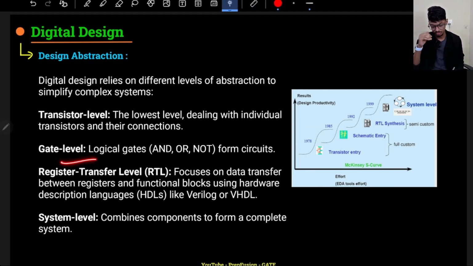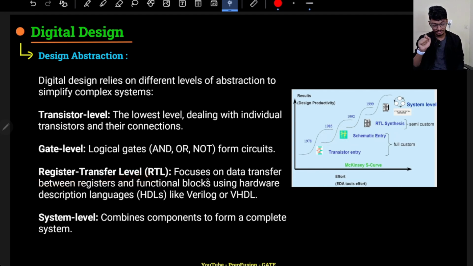But we didn't take care of the individual transistor level connections. We just took care of the gate level connections, like the AND gate output will be connected to the next circuit wire. This was in the schematic entry. That was also a bit on the higher level. Then we move to register transfer level. What is register transfer level?